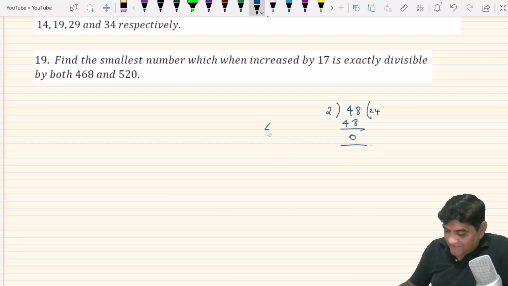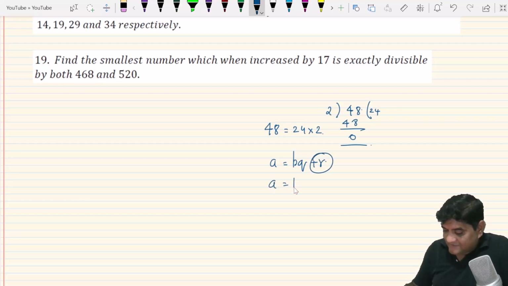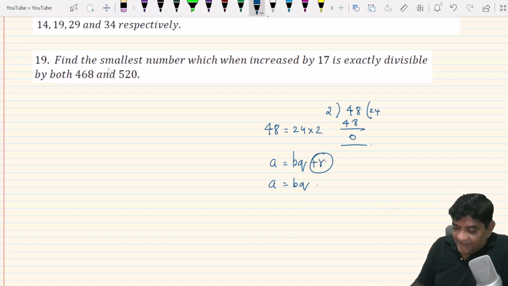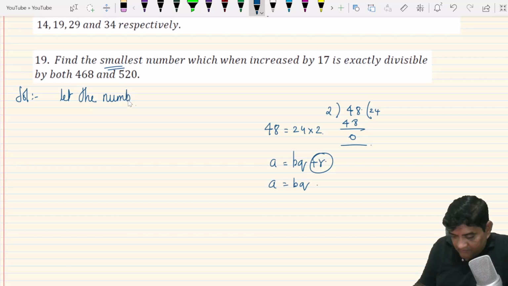So that also means that 48 can be written as 24 into 2. Or if I'm looking at this in terms of bq plus r, then the remainder is going to be 0, which means a is simply going to be bq. That's what it means. So he wants me to find the smallest number, some number. So here is what I'm going to do. I'm going to say, let the number be a. I'm taking some number a.